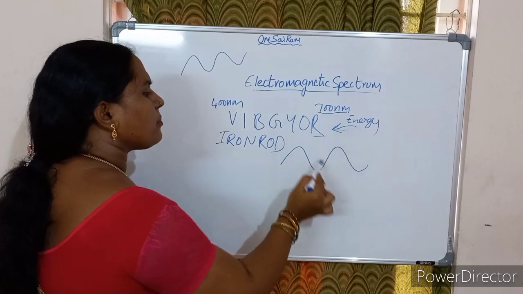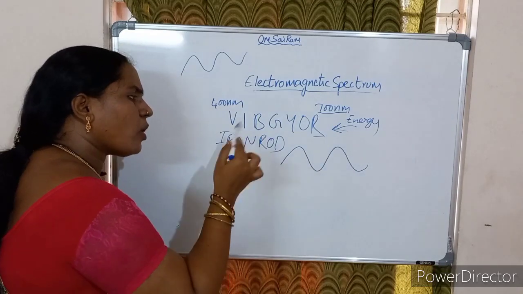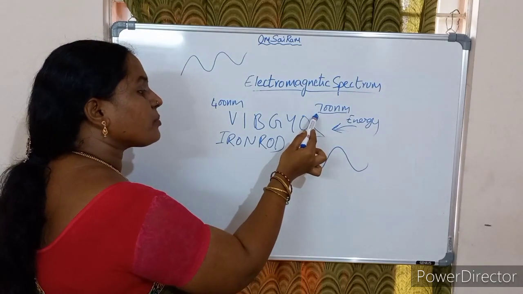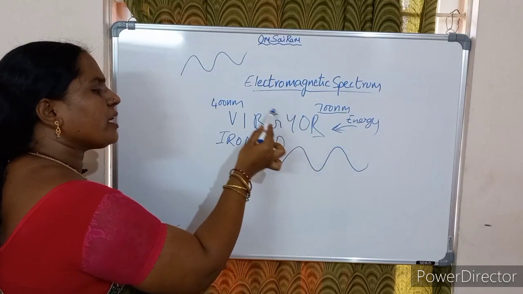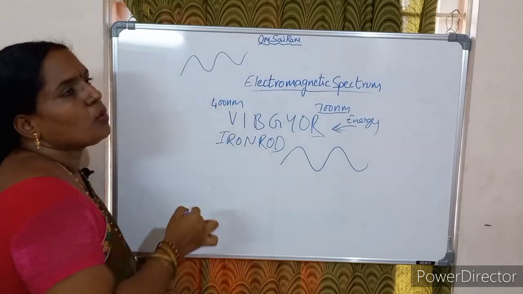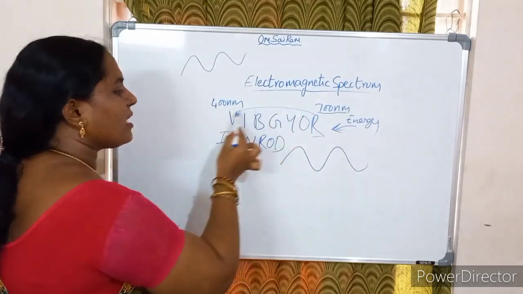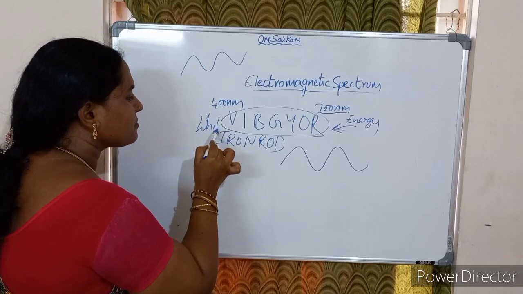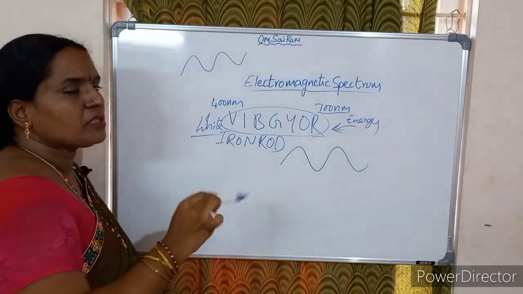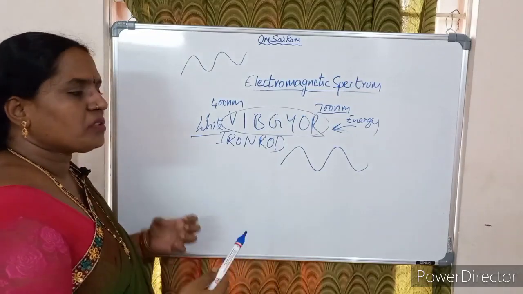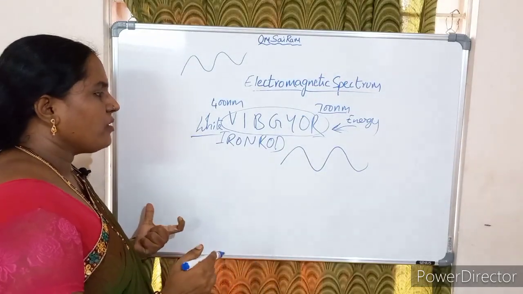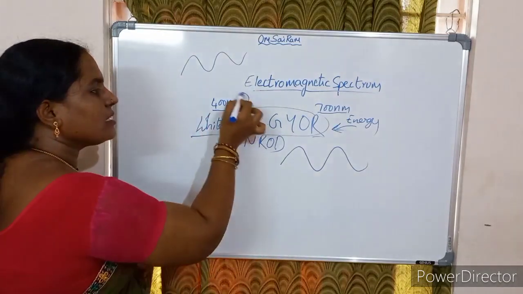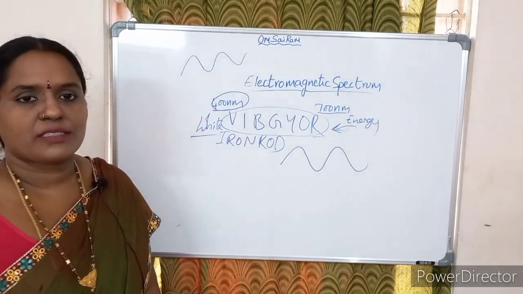Later some more energy is supplied. We have to heat the iron rod for some more time. Then the color of the iron rod changes from red to orange, orange to yellow, green. Finally it becomes blue, and finally all the colors are visible in the iron rod in the form of white light. It becomes white, meaning the waves produced from the iron rod are very powerful, with high frequency and less wavelength.